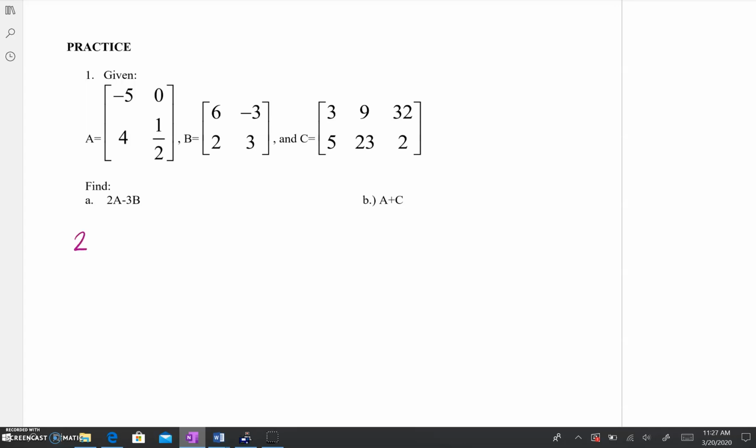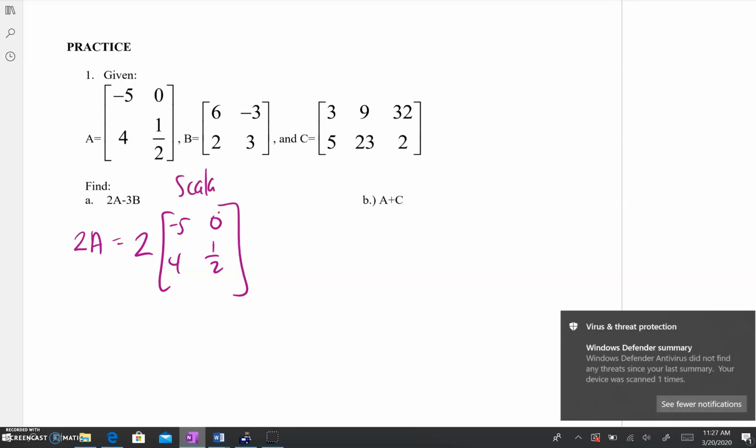So if I want to do 2 times A, that's going to be 2 outside of matrix A. Remember, this is called your scalar multiplication, where you just scale it up.